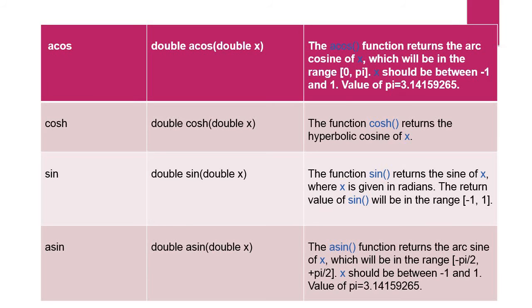Next is the sine function, double sin(double x). The function sin returns the sine of x, where x is given in radians. The return value of sin will be in the range [-1, 1].